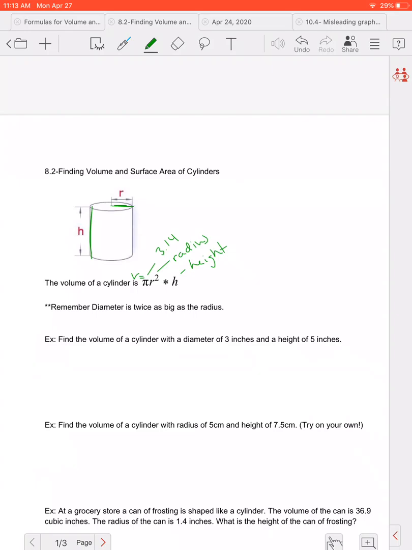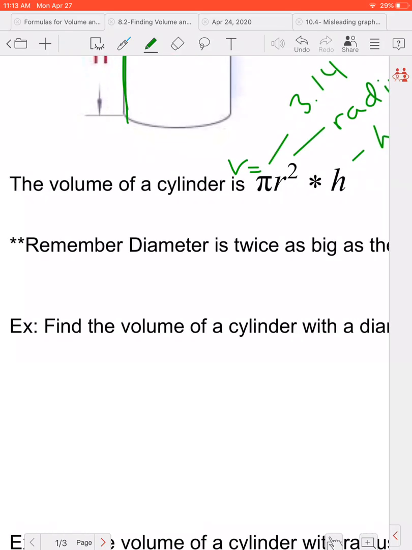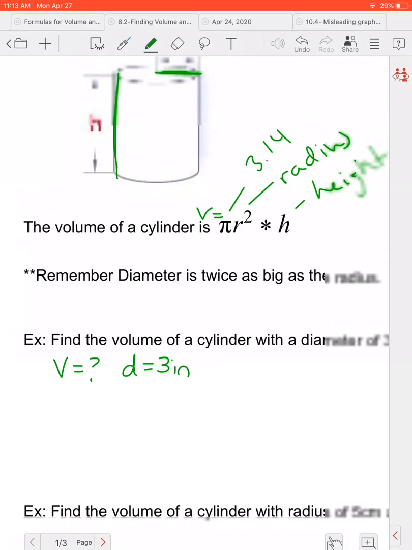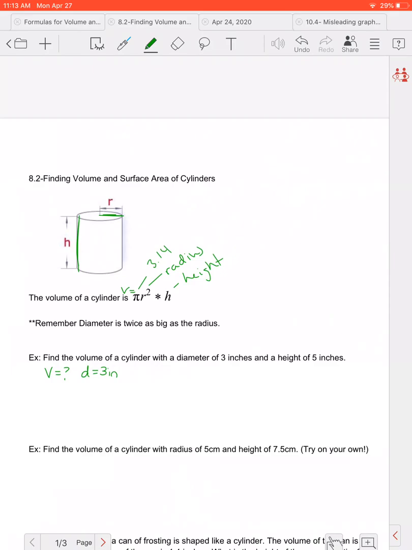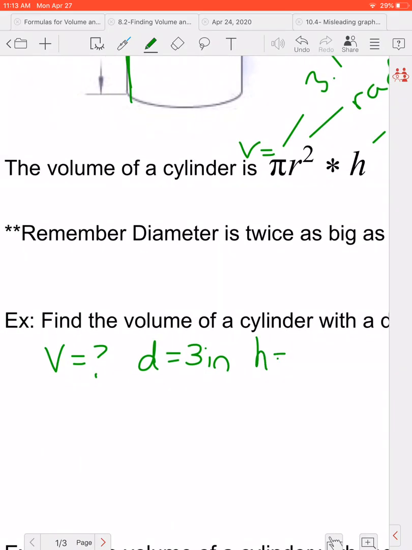So we want to find the volume of a cylinder with a diameter of 3 inches and a height of 5 inches. Now when I do this, I say, okay, I'm trying to find the volume. So V is my ultimate variable that I'm trying to find. They did tell me the diameter is 3 inches and the height was 5 inches. Now in my formula, V equals pi r squared times h. We notice we do not actually have a radius, so the radius is going to be 3 divided by 2, which would be 1.5.